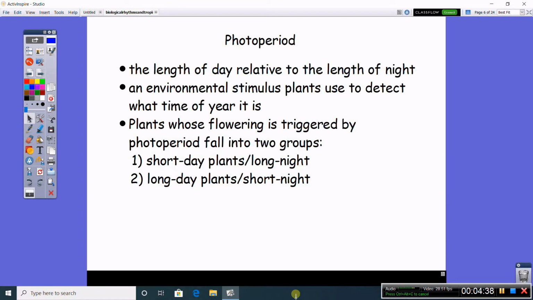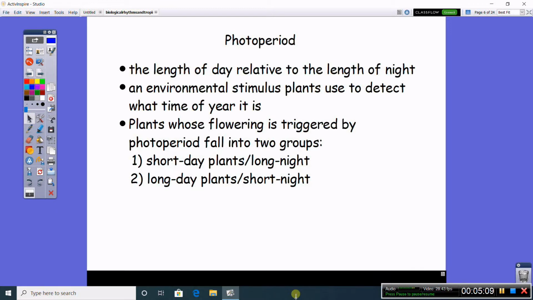Now, not all plants have flowering that is triggered by photoperiod, but many of them do. What we're saying here in this third bullet is that some plants may have their flowering triggered by some other factor. They may have to survive a long winter before they can flower. But there are many species of plants whose flowering is triggered by photoperiod. So they fall underneath two categories.